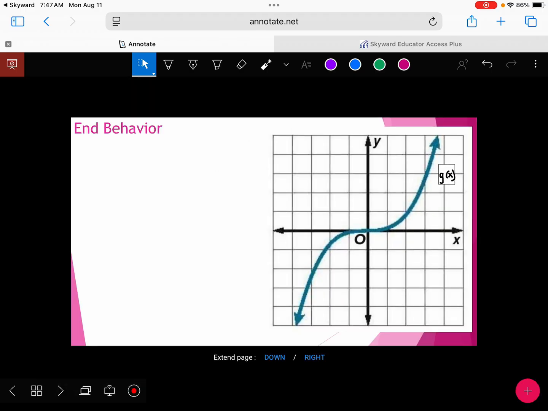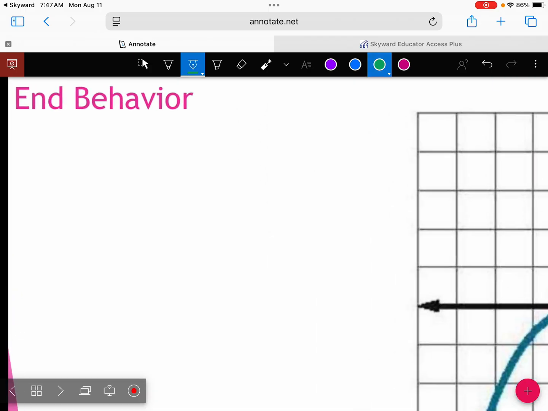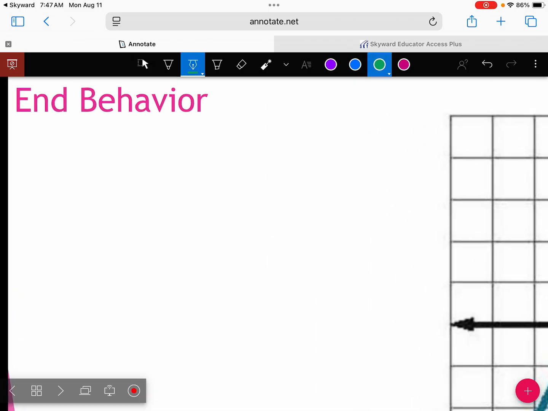So we're going to do the same thing. We're going to describe our end behavior here. So we want to look at our left arrow and we want to look at our right arrow. When we're looking at our left arrow, that means we're saying, as my x's get real, real small, what's happening? So as x approaches negative infinity, what's going to happen to g of x as my x approaches negative infinity?